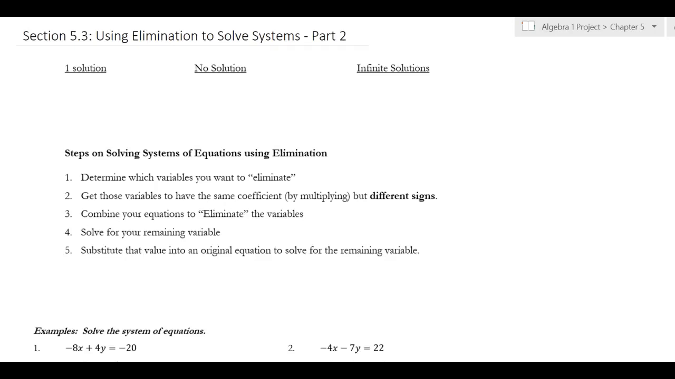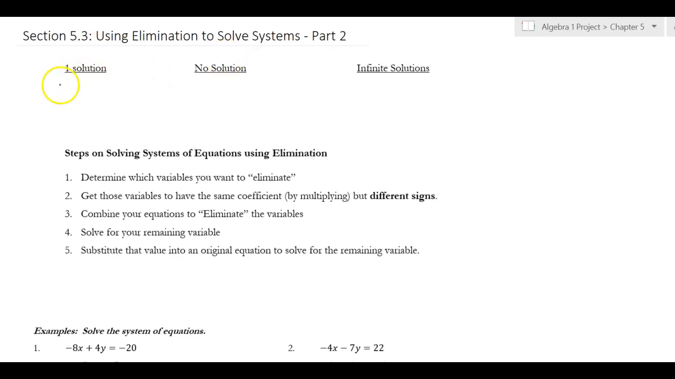Okay, in this video we're going to finish elimination. In the last lesson, we eliminated things that had the same number, different sign, or we changed the signs to make them different. Now we're going to have some that don't have the same number.